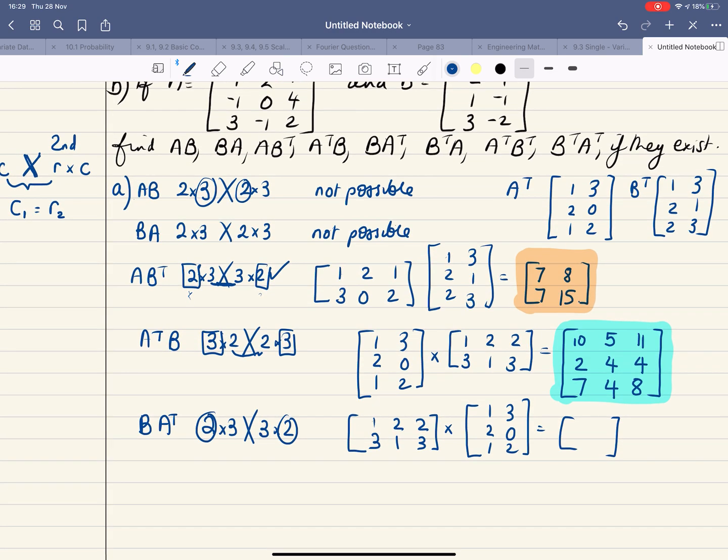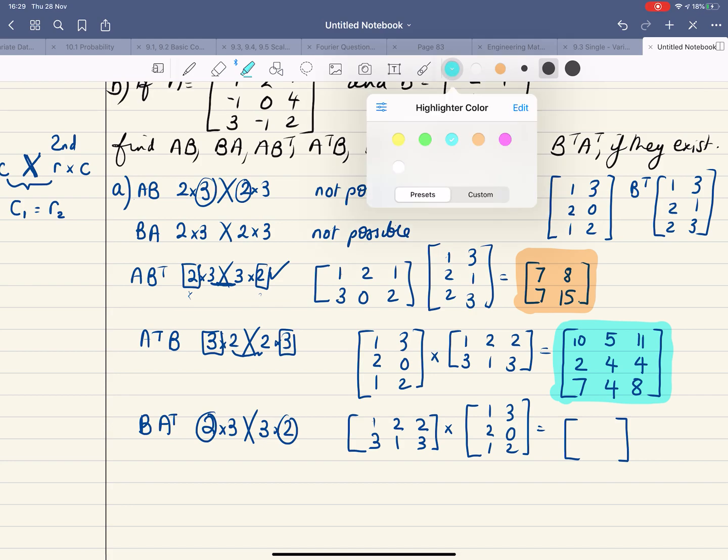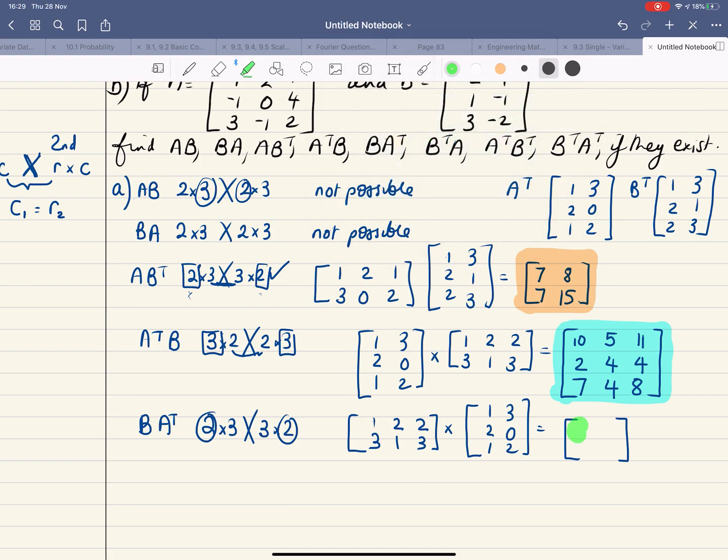Okay, so I won't spend a lot of time doing all the colours on this one, because hopefully you'll understand, but I'll speak out loud what I'm doing. So start with the top left. Oh, well, I will do the colours. Green. So top left, first row, first column. So it's 1 times 1 plus 2 times 2 plus 2 times 1. So it's 1 plus 4 plus 2, which is 7.